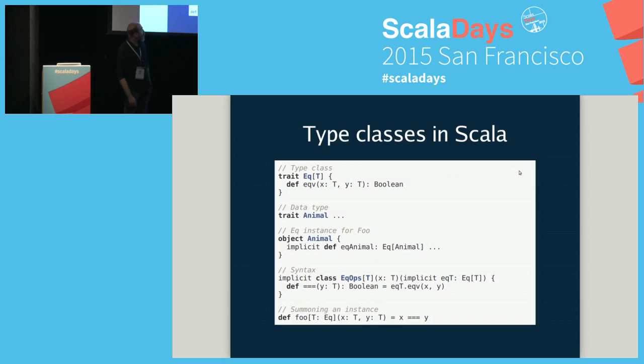We can make use of a context bound on the type parameter rather than the implicitly parameter block, and we can directly use the triple equals syntax in the body of the method, because the instance for EQ of T is going to be available in the implicit scope of the body of the method. So hopefully that's all pretty familiar for everybody, I guess.